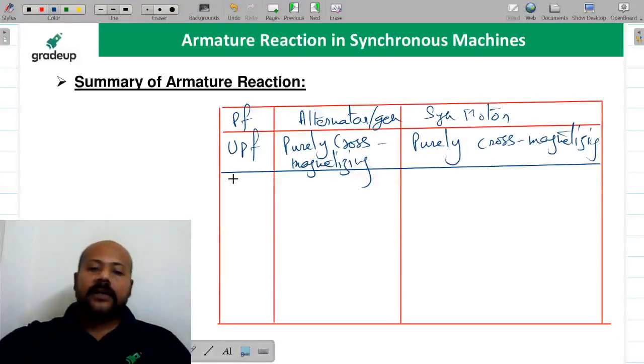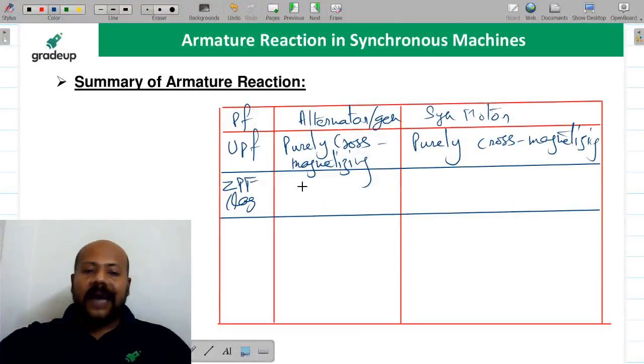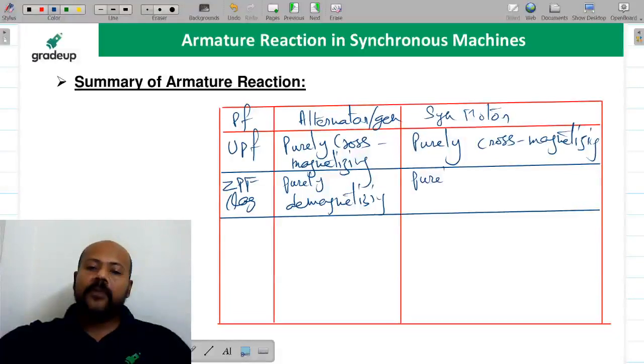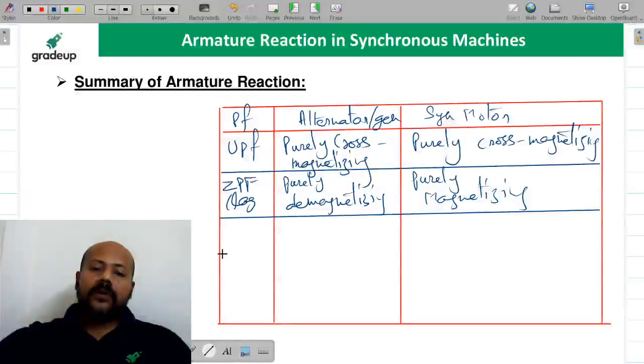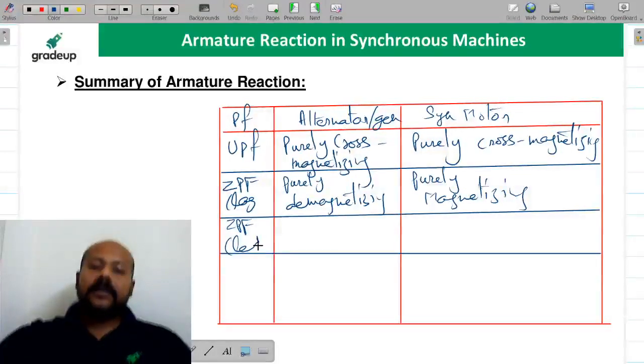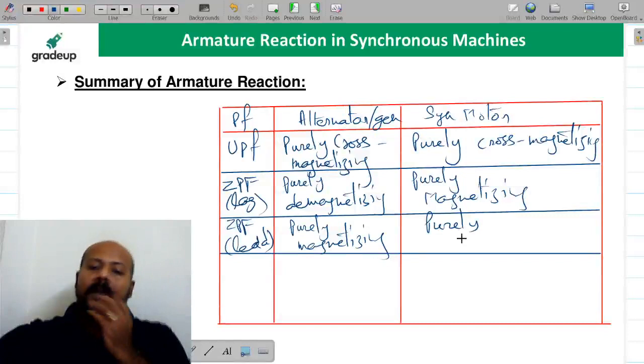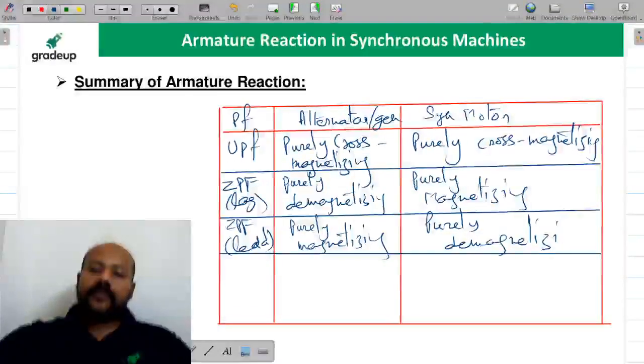For unity power factor. Second, we are going to take zero power factor lag condition. Listen to me properly. For the alternator we have seen zero power factor lag is going to be purely demagnetizing, and for the synchronous motor it is going to be purely magnetizing. If you go to the zero power factor lead condition, then for the generator it is going to be purely magnetizing, and for the synchronous motor it is going to be purely demagnetizing. Is it clear to all of you?